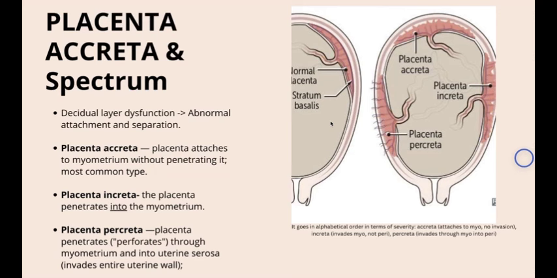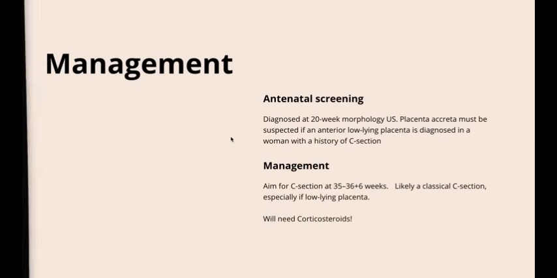Placenta increta actually penetrates into the myometrium. So I remember this as placenta increta, with the IN goes into the myometrium. And percreta, I remember this as perforates. Placenta percreta goes through the myometrium into the uterine serosa. So two ways to remember these different stages of the spectrum. One is alphabetical, and second is the play on words based on whether it goes into the myometrium or whether it perforates through the myometrium.